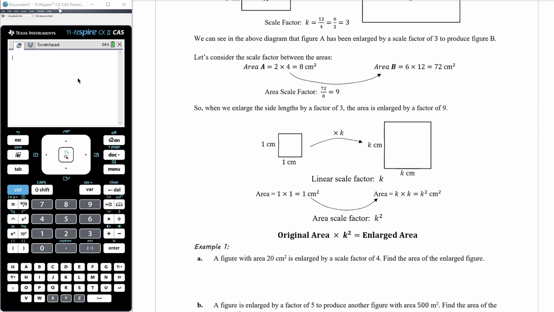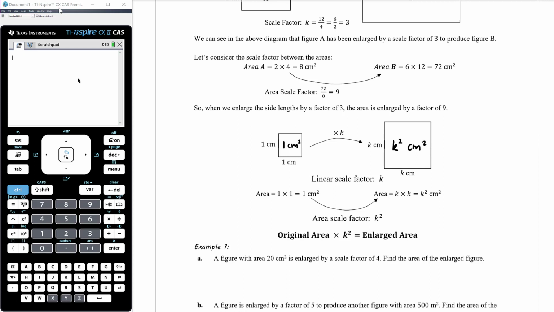Okay, so let's have a think about a more general situation. So let's look at a simple square with side lengths of 1 being enlarged to a bigger square with side lengths of k. So the scale factor is k. Okay, and that means the side lengths have been multiplied by k. So I'm going to start to refer to that as the linear scale factor or the length scale factor. And so if we want to compare the areas here, this shape obviously has an area of 1 centimetre squared, and this has an area of k squared centimetres squared.